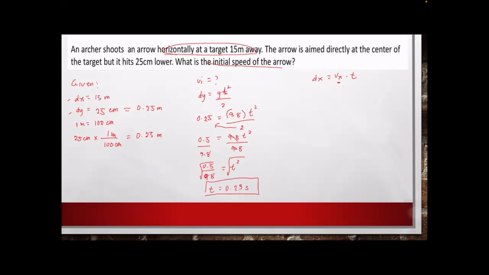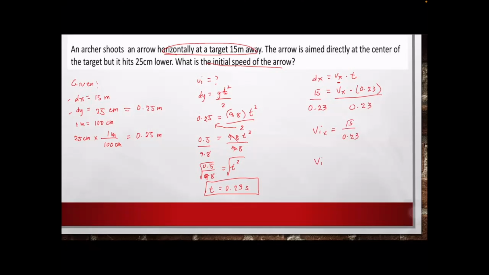Ayan. That's the time. So, meron na tayong time. Then, makakakuha na tayo ng Vx or the initial velocity. So, in this case, ang Vx natin ay 15. So, 15 is equal to Vix times yung time natin which is 0.23. Then, divide both sides natin 0.23. So, your initial velocity, Vix, is equal to 15 divided by 0.23.